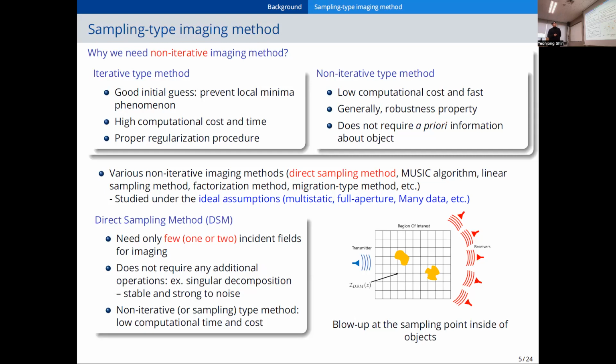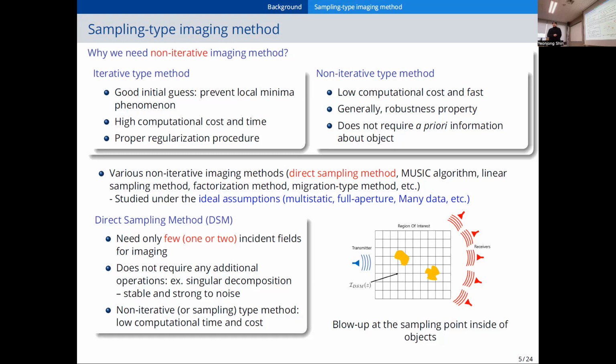On the other hand, non-iterative imaging methods require only low computational cost and are fast, and they do not require a priori information about the object. Of course, the imaging quality of the iterative method is better than the non-iterative method. However, because of this advantage, I tried to study the non-iterative method.